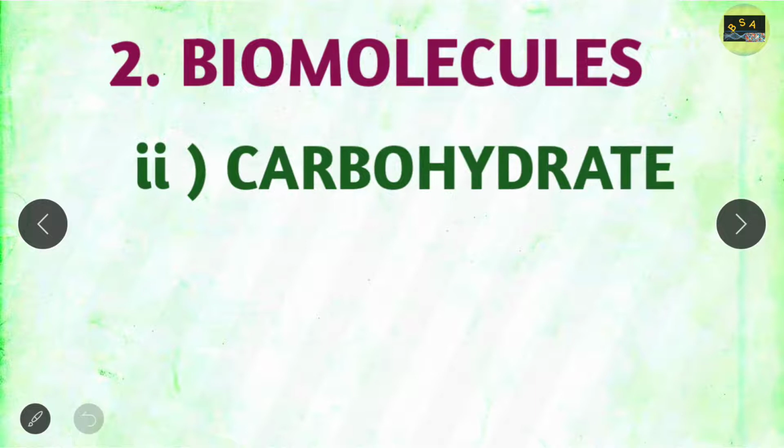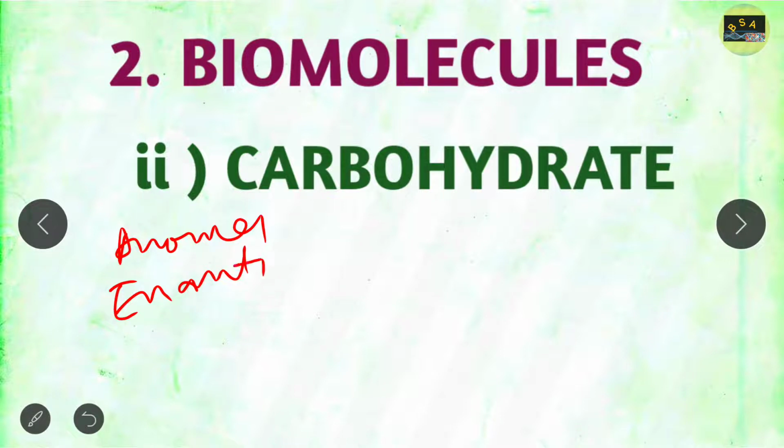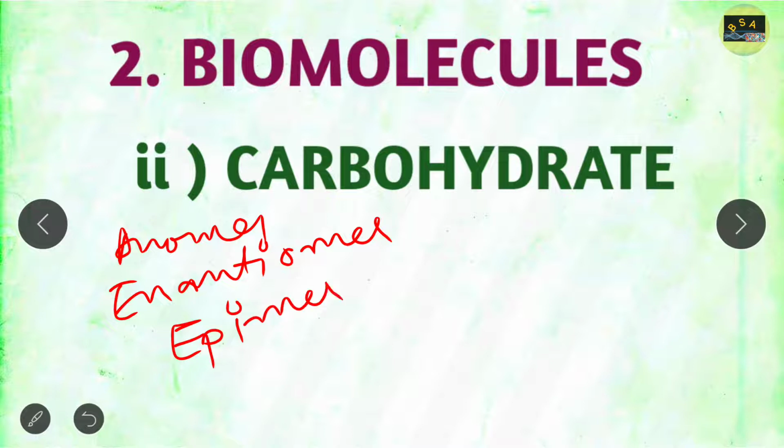Now the next part is carbohydrate. In carbohydrate they ask very few questions. Basically you should read anomer, enantiomer, epimer. You should know the difference between these three, because they sometimes give the structure and ask which of the following is an anomer, enantiomer, or epimer. So you know anomer is the difference in the alpha and beta.